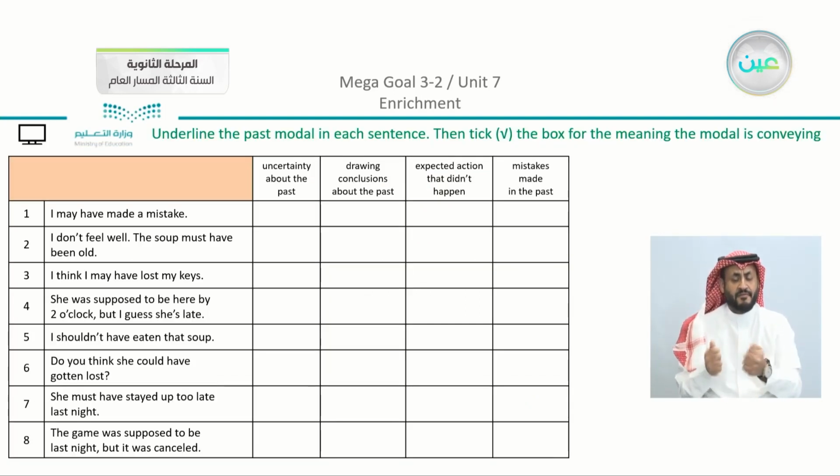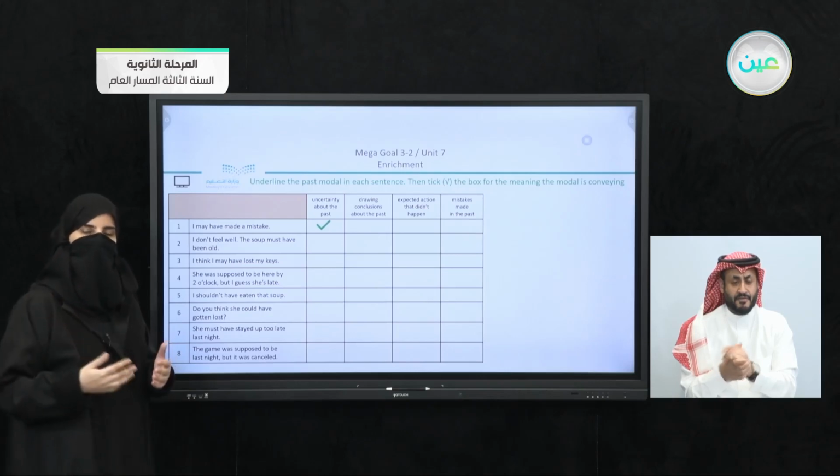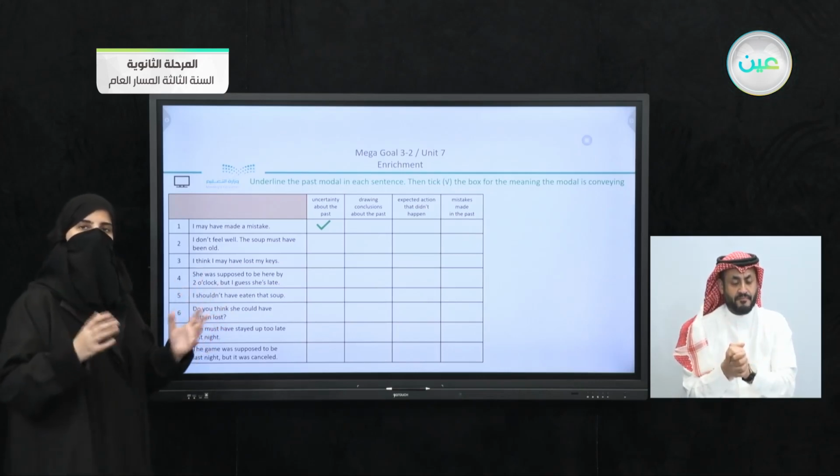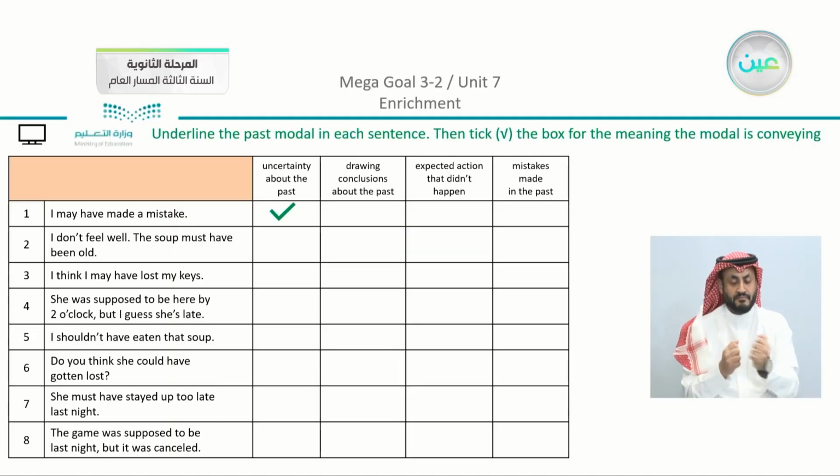Now we're going to start with the exercise. You can see that we have the mini sentences. Now number 1, I may have made a mistake. We can see here that it is uncertainty about the past. Now the hint here is to just focus on the modal that we have and then read the whole sentence for the complete meaning.